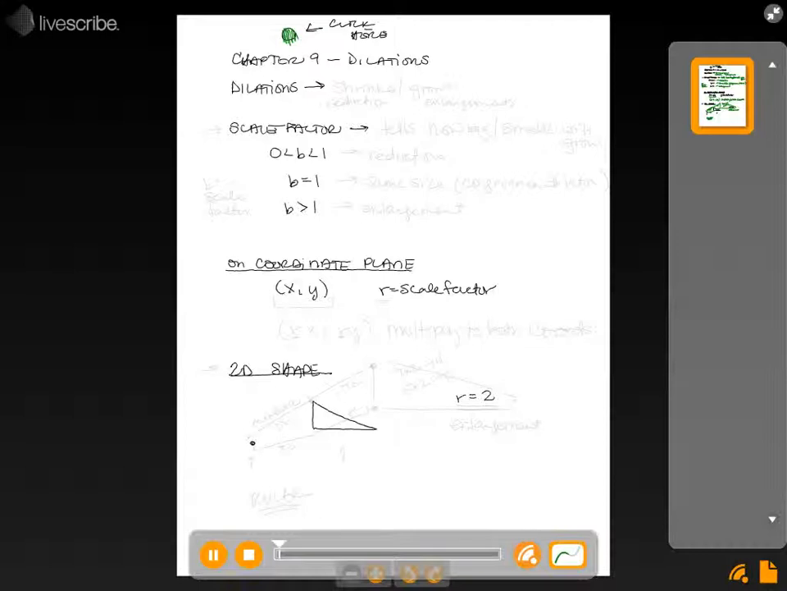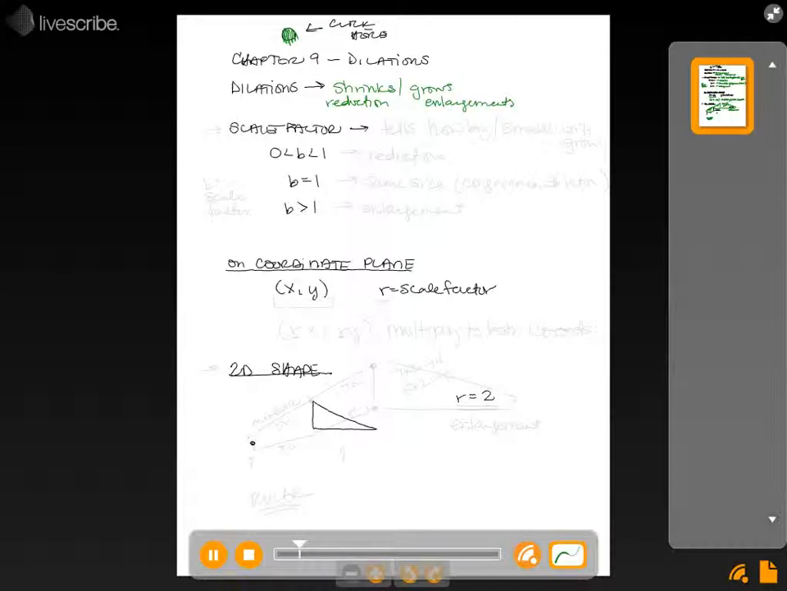Alright, this is a video for chapter 9 on transformations, and this transformation is going to be a dilation. Now, dilation is when a figure shrinks or grows. The technical words for those, shrink and grow, are good words, but we like to call them reductions if they get smaller, and enlargements if they get larger, if they grow. Okay, so those are the words we're going to use.